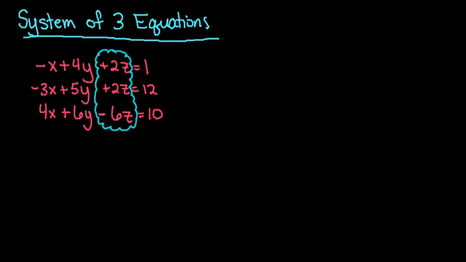So what I decided to do is I first decided to do equation 1 minus equation 2. So basically when I say equation 1 and equation 2, I'm talking about the first equation and the second equation here in the order that they're written. So I'm going to keep equation 1 exactly the same. I'm not going to change this one. So I'm going to have negative x plus 4y plus 2z equals 1.